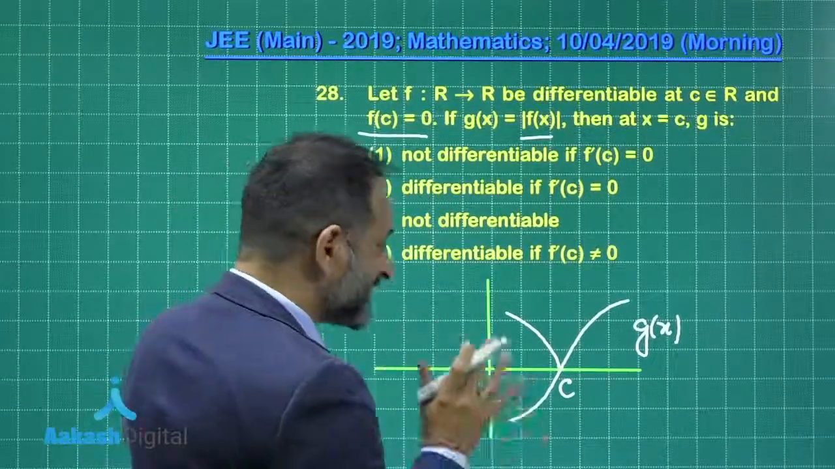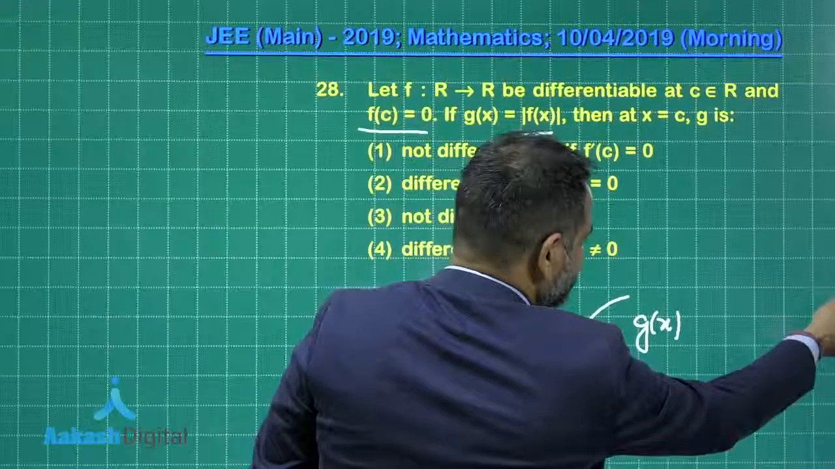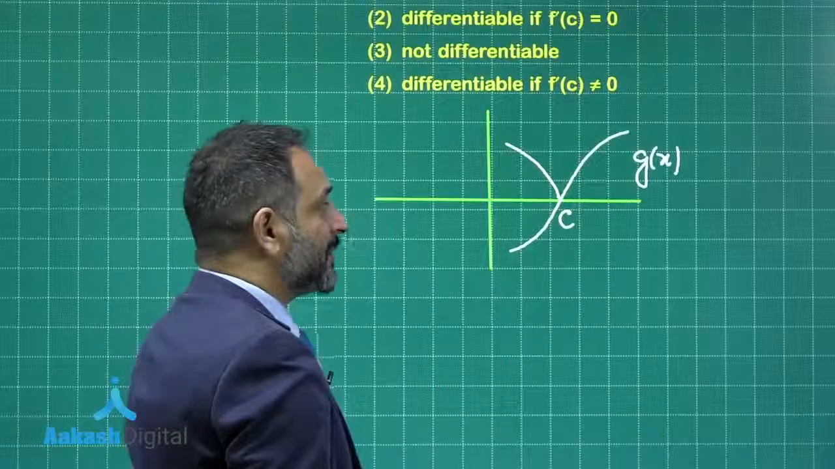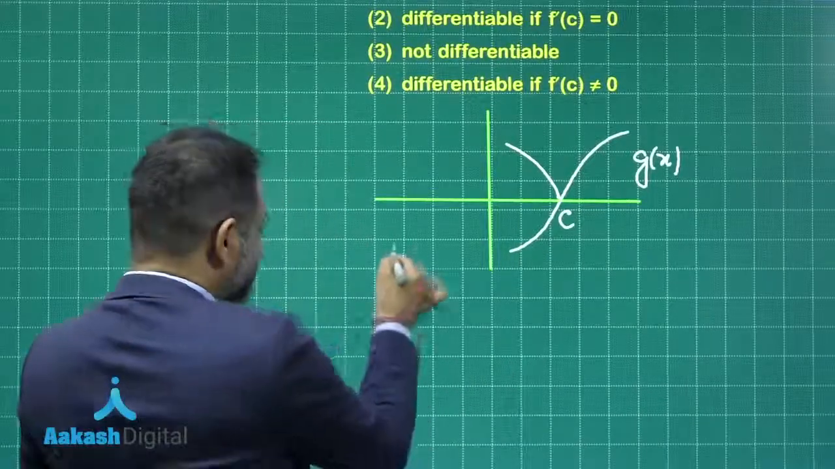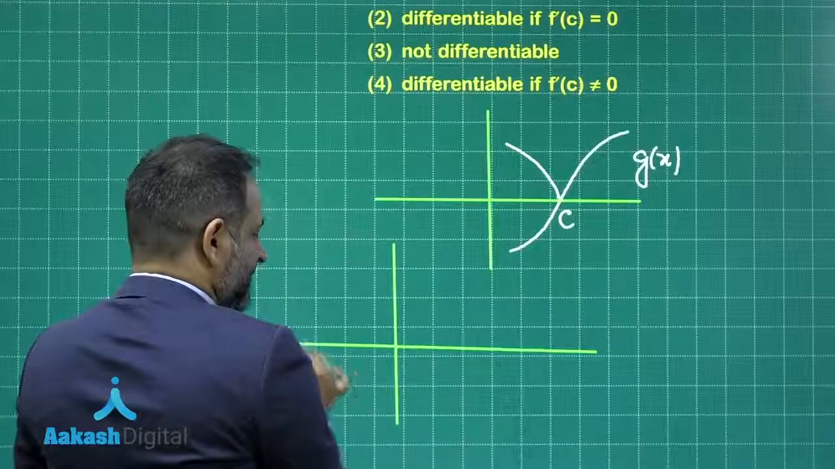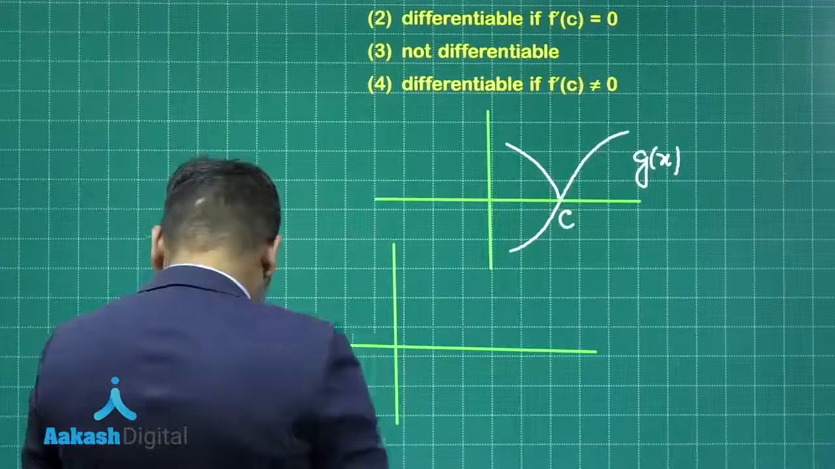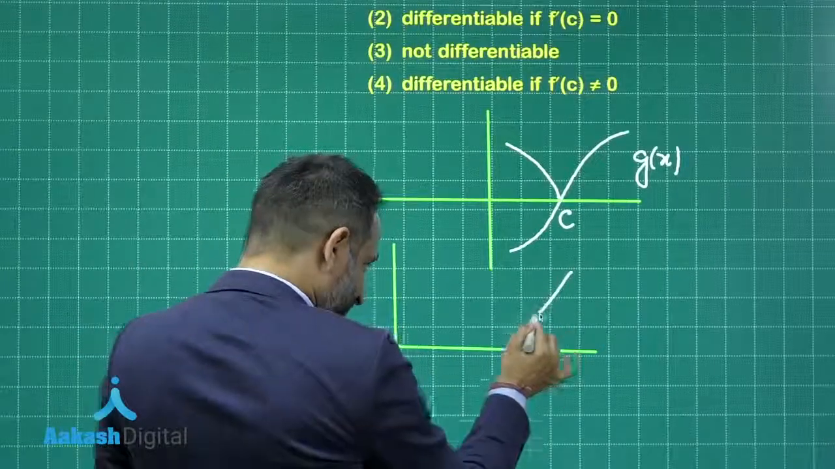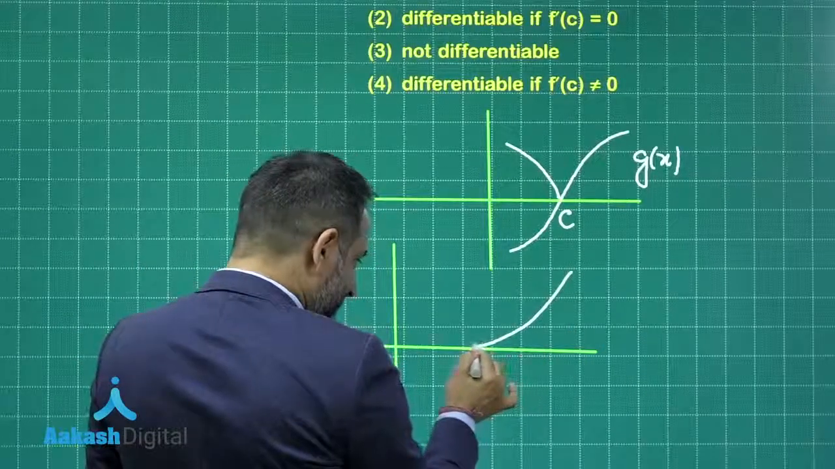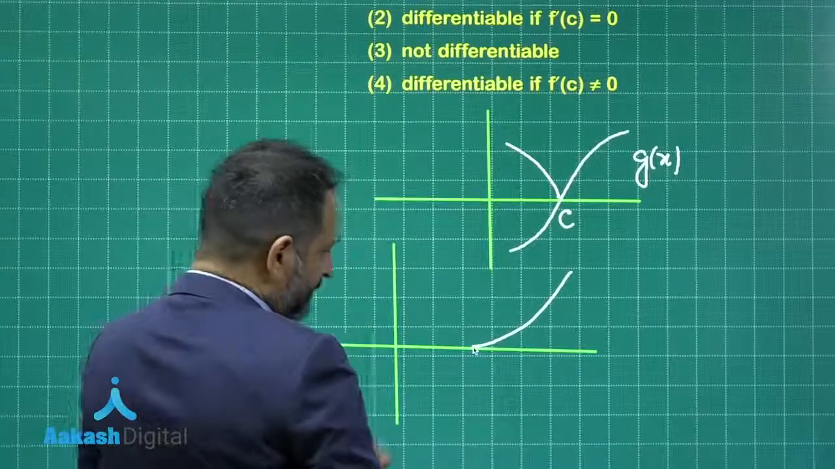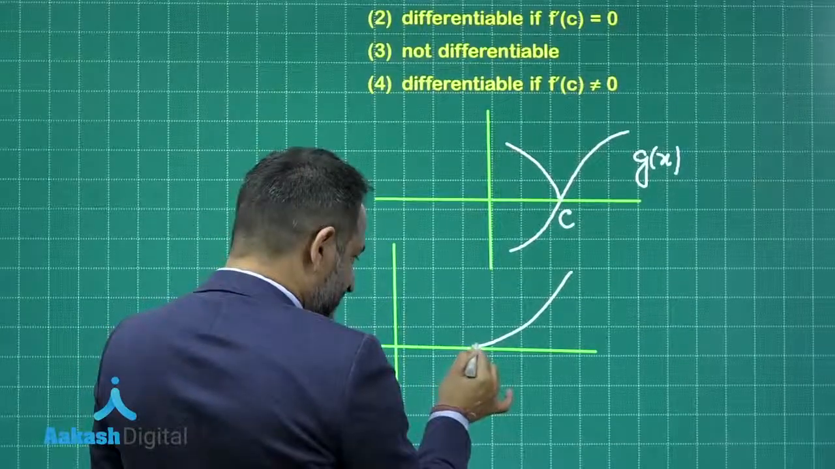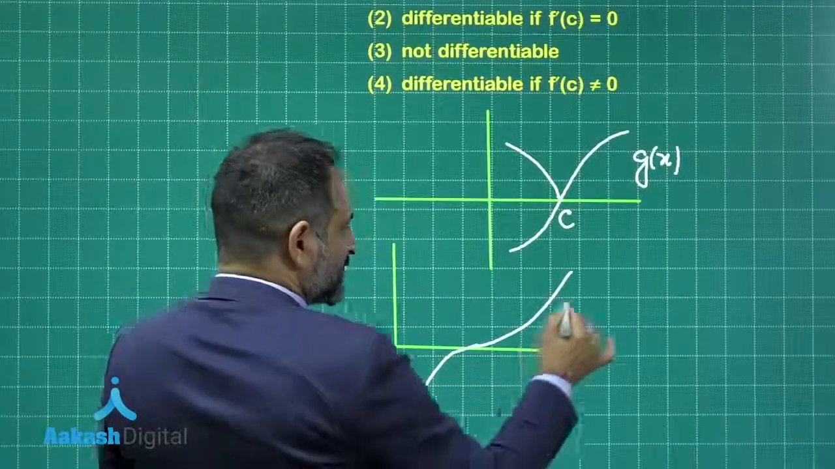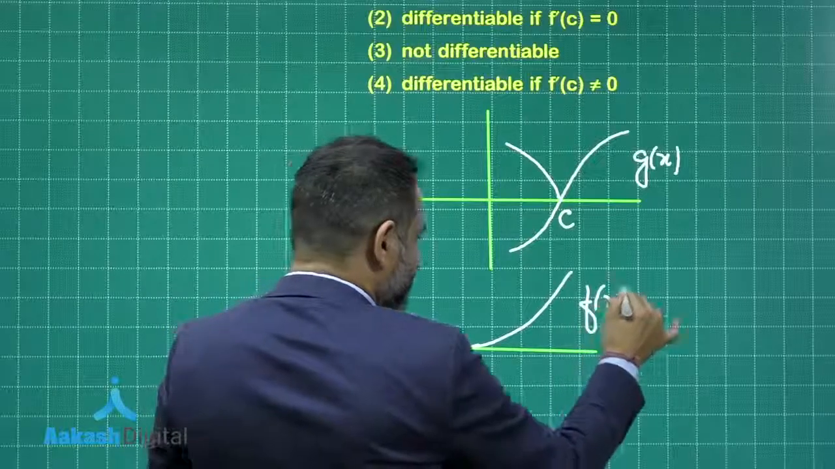Now if you trace the same graph such that there is no sharp turn, how can this happen? Let's see here the same graph of f of x. If we have this graph, say this one, and the derivative at c is equal to 0, that means it is just touching at this point. So this is f of x for us.